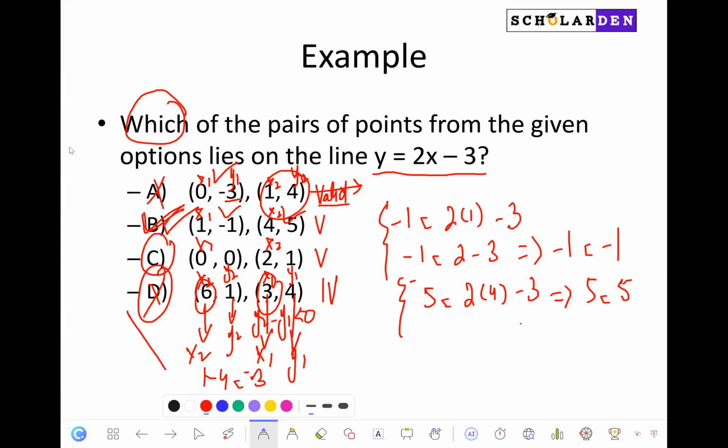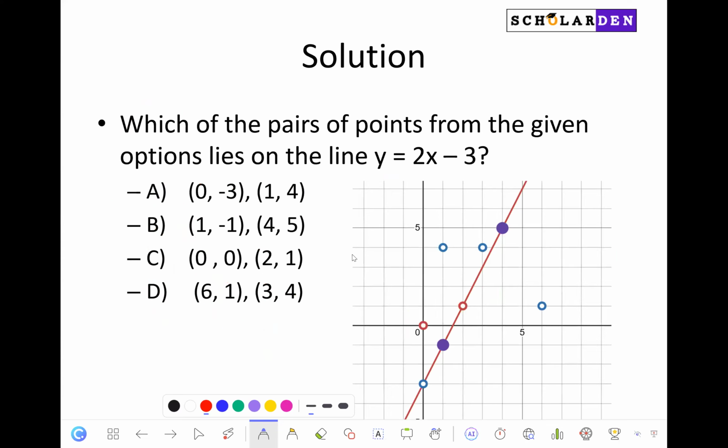And we're going to stop and say that the correct answer is B, okay? Right, so let's proceed. This is a graphical representation of where these points lie. And in fact, this point B has the coordinates for these points. So this is 1 and -1, and this is 4 and 5.